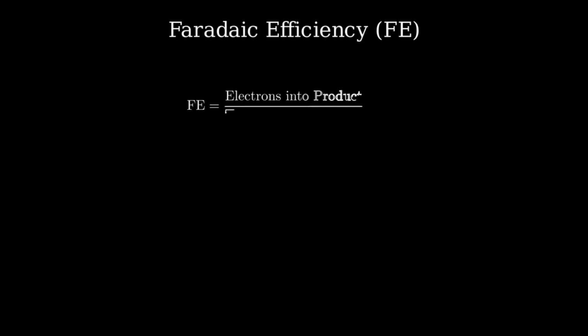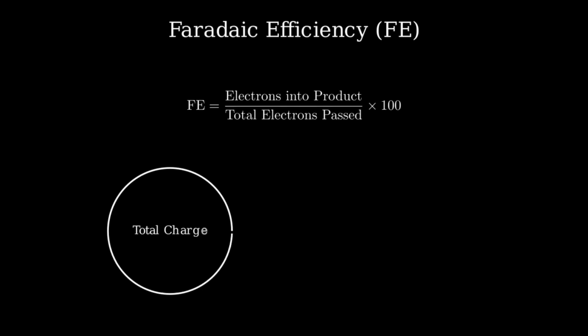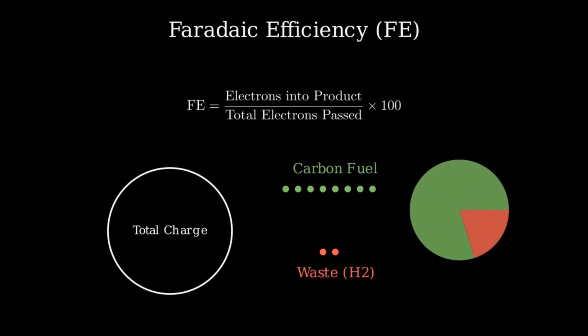Finally, we calculate the most critical metric in the field, Faradaic efficiency. This tells us the percentage of electrons that successfully created our target product, versus the electrons wasted on side reactions, like hydrogen evolution. By taking the moles of product found in our GC or NMR, multiplying it by the electrons required per molecule, and dividing by the total electrical charge passed, we get our final efficiency percentage. A high Faradaic efficiency means you have a highly selective and highly successful catalyst.